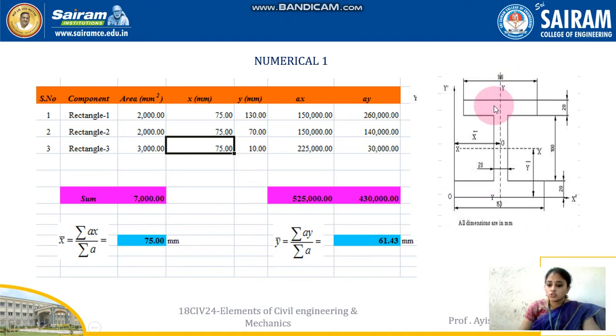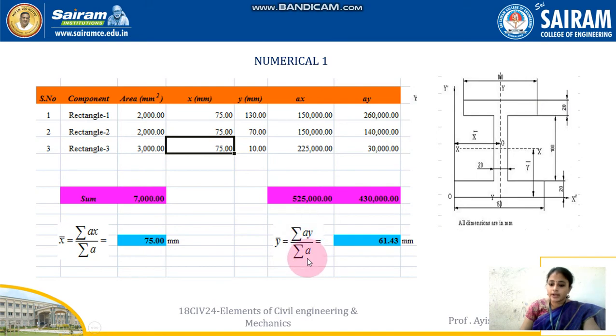We don't have a particular formula for I section, but the I section is the combination of 3 rectangles, isn't it? So you need to take it as 3 components like rectangle 1, rectangle 2 and rectangle 3. Okay, so we shall take the top flange as rectangle 1. Okay, so we knew the formula for x bar and y bar is summation of ax by a and summation of ay by a.